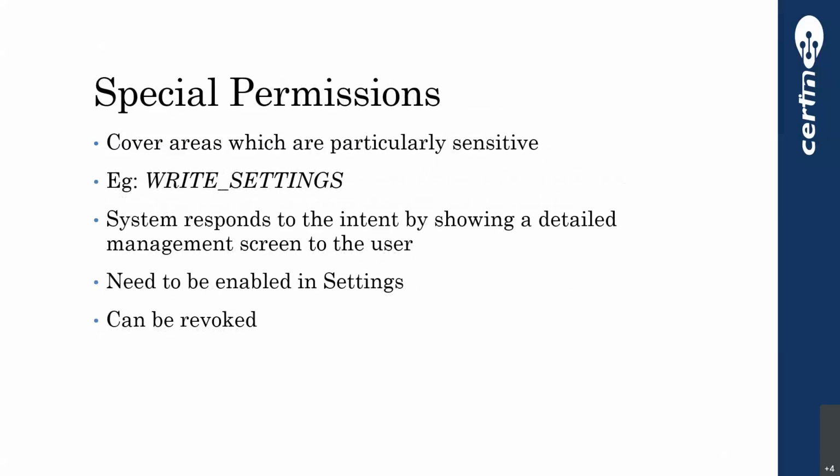So moving on to the next kind of permissions, which is special permissions. So these are highly sensitive permissions, and there are only two, I think, of this kind. One of them is called write settings. So there are certain applications which will ask you for permissions to change your settings. Which is a pretty sensitive thing to do, and any malicious application, if it is granted this permission, it can actually cause a lot of damage onto the device.